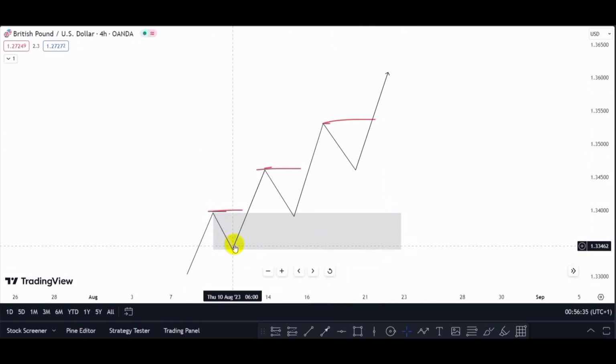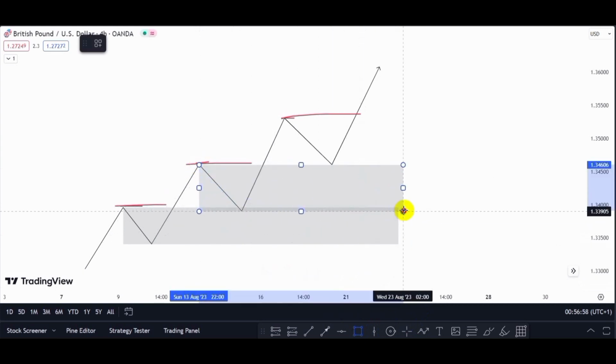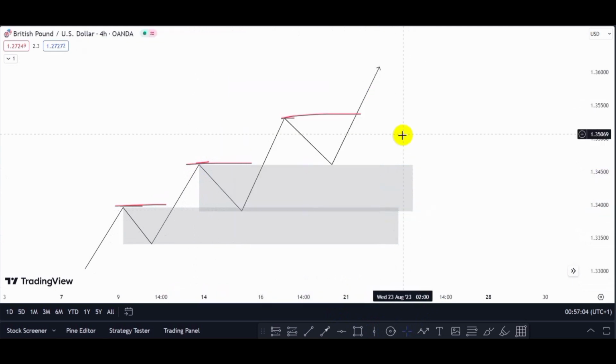So you can see price move to the upside. Took out the buy side liquidity, and then you see price return to mitigate the institutional order flow, to mitigate the IOF. And then you see price move further to the upside, took out this buy side liquidity. This is our next institutional order flow: the selling move before the buy move that takes out the buy side liquidity.